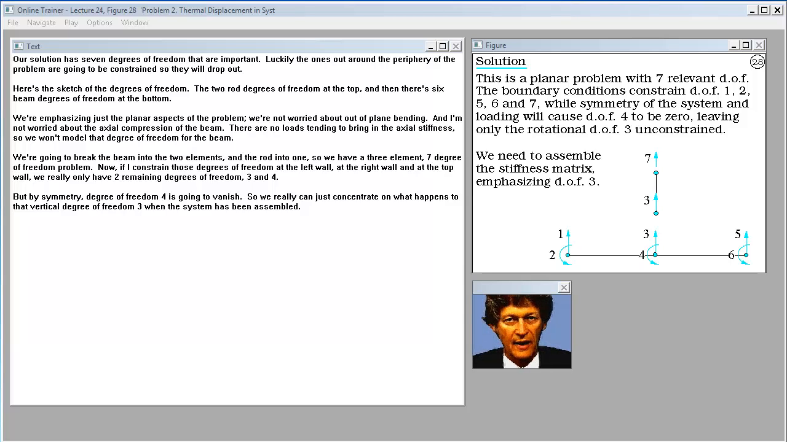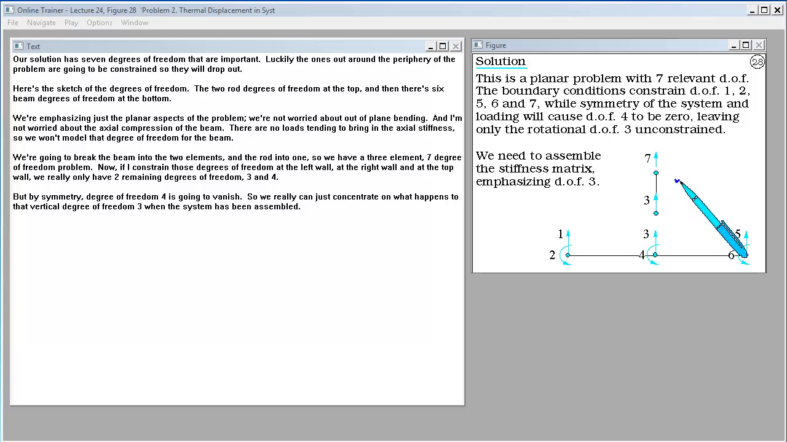Our solution has 7 degrees of freedom that are important. Luckily, the ones out around the periphery of the problem are going to be constrained, so they will drop out. Here's a sketch of the degrees of freedom, the 2 rod degrees of freedom at the top, and then there's 6 beam degrees of freedom at the bottom. We're emphasizing just the planar aspects of the problem. We're not worried about out-of-plane bending.